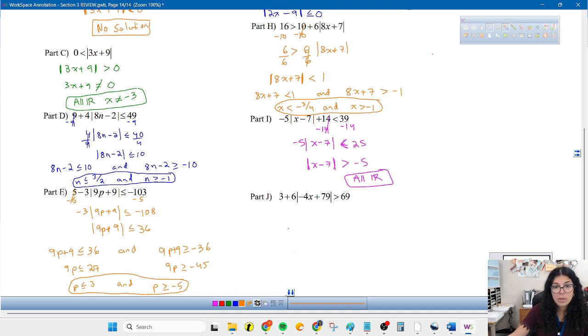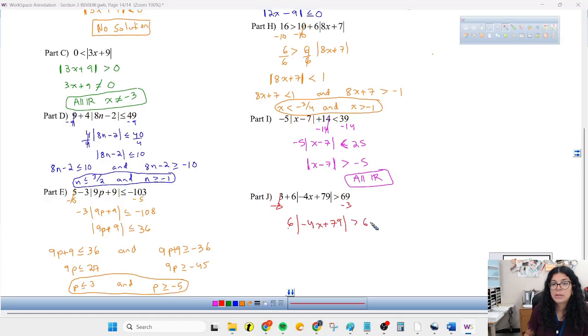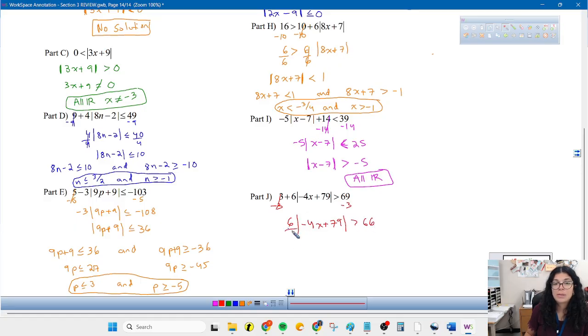All right, last question. Subtract 3 on both sides. 6 times the absolute value of negative 4x plus 79 is greater than 66. Divide by 6. We get the absolute value of negative 4x plus 79 has to be greater than 11. Now, where is the distance more than 11? Well, on the outsides of 11 and negative 11. So it would have to be more than 11 or less than negative 11.